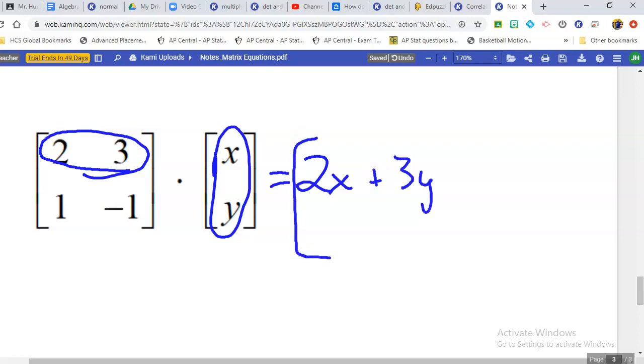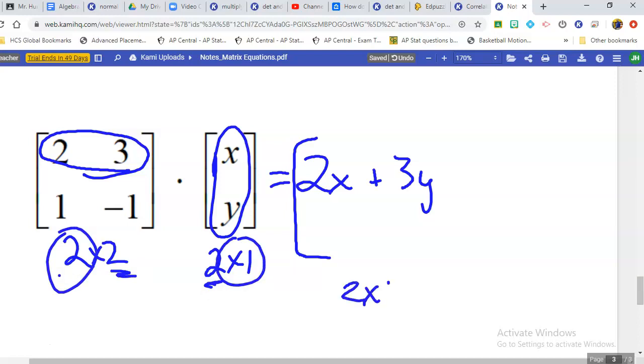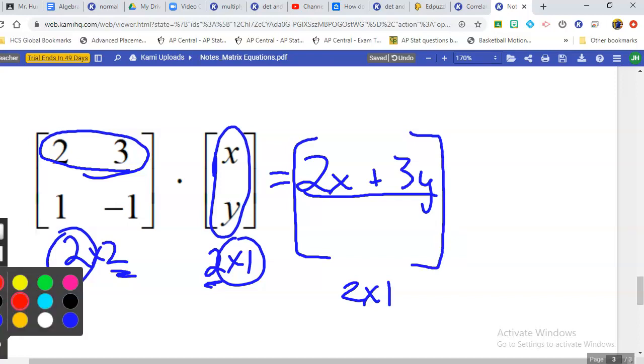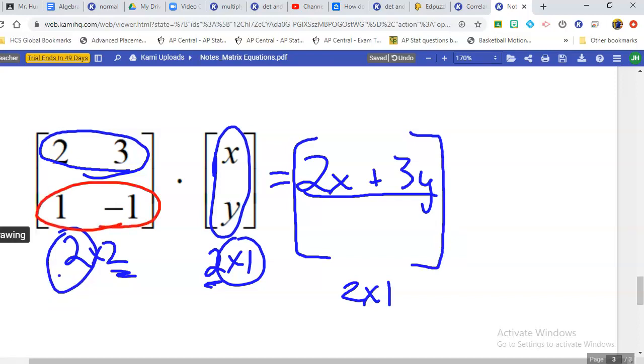And, of course, this is a 2 by 2. This is a 2 by 1. They can multiply together because these numbers are the same. And our answer will be 2 by 1. So we're going to have a 2 by 1 matrix over here. That is the first row, 2x plus 3y, and then we would take the next row of the first matrix and multiply it times this column. So that would give us 1x, and negative 1 times y would be minus y. So that would give us the second number.